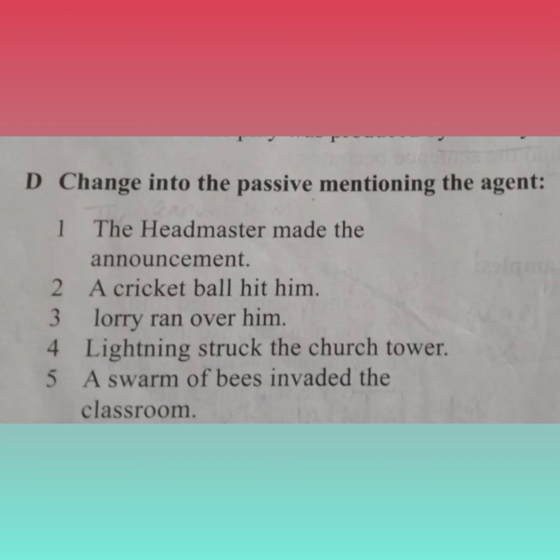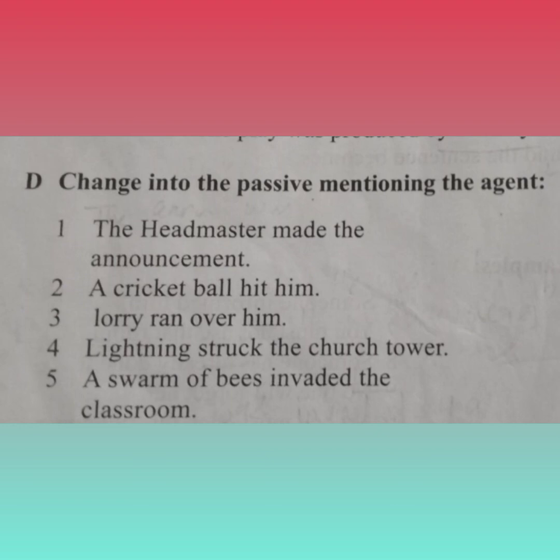Now in exercise D, we have to change into the passive mentioning the agent. The agent means the one who is doing the action. So the first one is "the headmaster made the announcement." What will be the passive form? "The announcement was made by the headmaster." Second one, "a cricket ball hit him." "He was hit by a cricket ball."